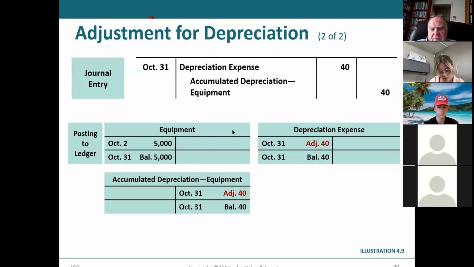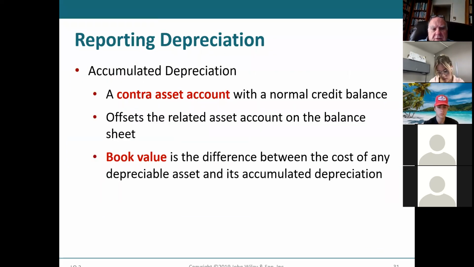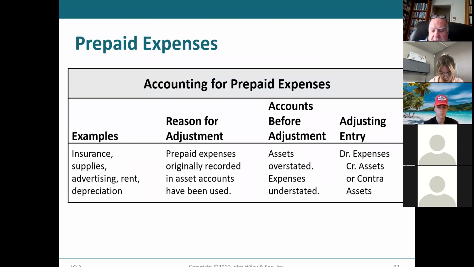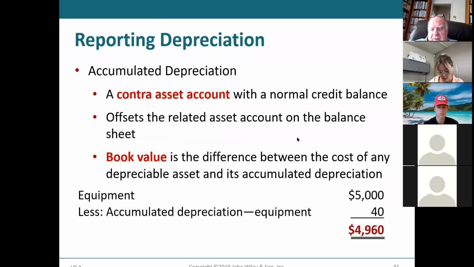That $5,000 is going to be there forever. Accumulated depreciation is a contra asset account. The book value is the difference between the original cost and the accumulated depreciation. What did we pay for this asset? $5,000, right? How much did we depreciate the first month? $40. Net book value is $4,960.